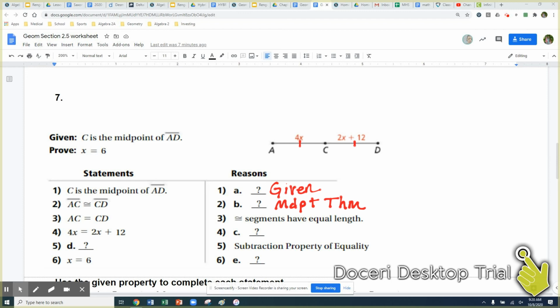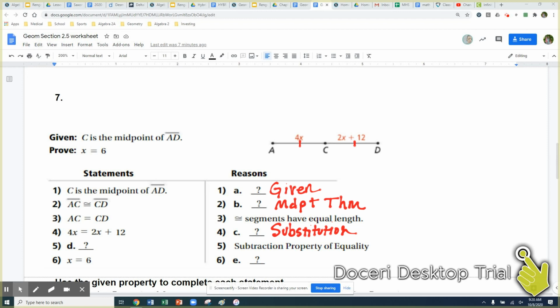So if you look down below at your word bank, what property are we using? Substitution property. If you just put substitution, I'll know exactly what you're talking about. So that tells us that we've taken AC out and we replaced it with its unknown value, which is 4x. So we've used the substitution property.